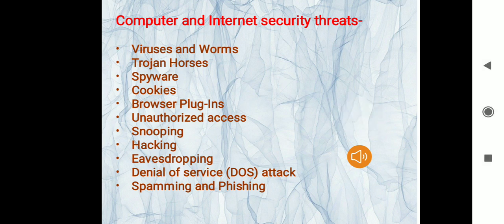Good morning, students. Today I will be discussing the different types of internet security threats. The internet is vulnerable to different types of threats. Some of them are viruses and worms, Trojan horses, spyware, cookies, browser plugins, unauthorized access, snooping, hacking, eavesdropping, denial of service attacks, spamming and phishing. I will discuss all these in detail in the next slide.